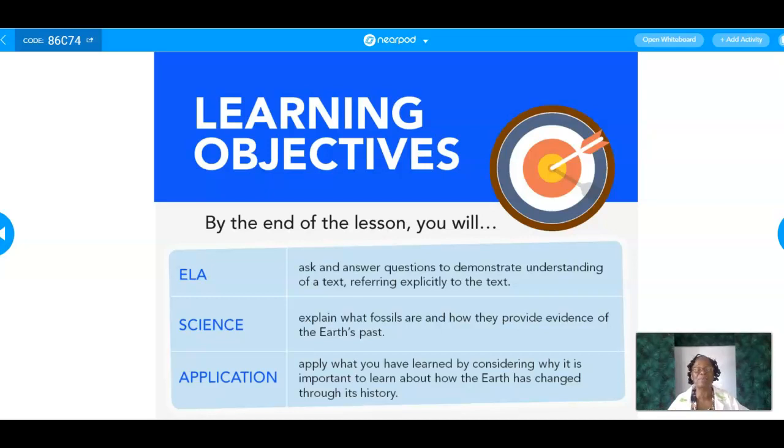And of course, this is language arts, which is another one of those I forgot to tell you. In science, they'll be able to explain what fossils are and how they provide evidence of the Earth's past. They'll be able to apply what they've learned by considering why it's important to learn about how the Earth has changed through its history. As you're looking at these objectives, you might be asking yourself, but how is this STEM? Well, my question to you is, how is this not STEM?